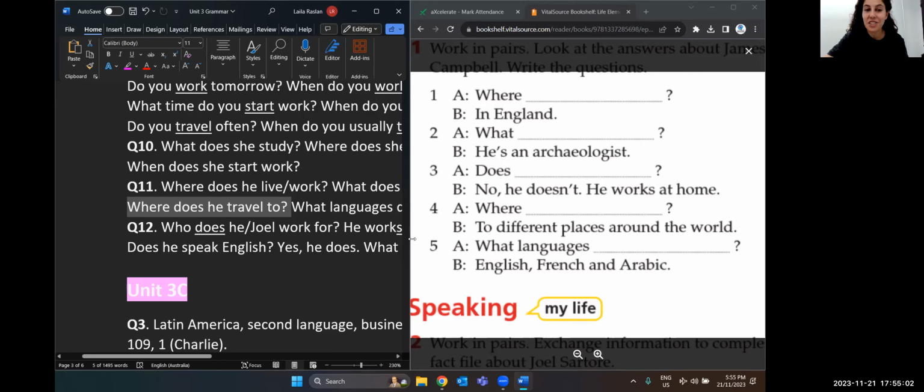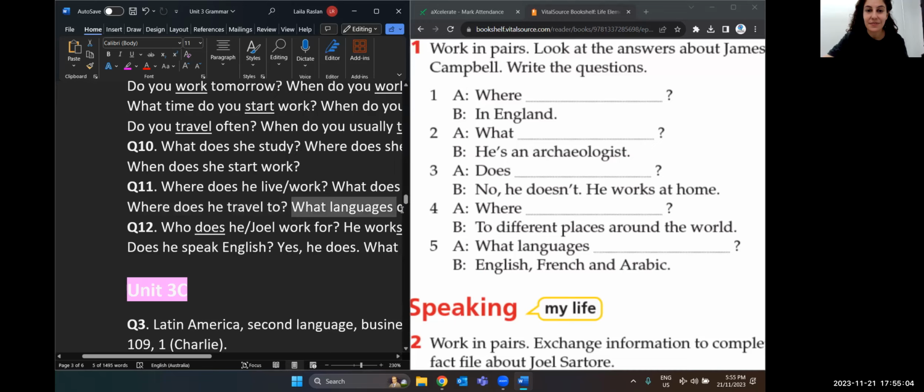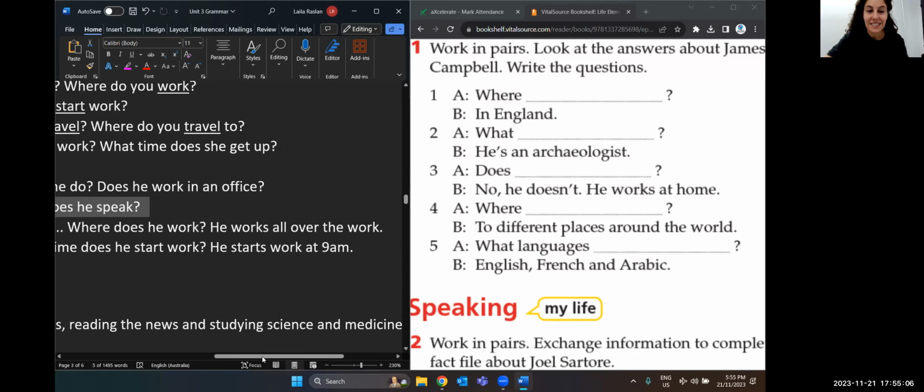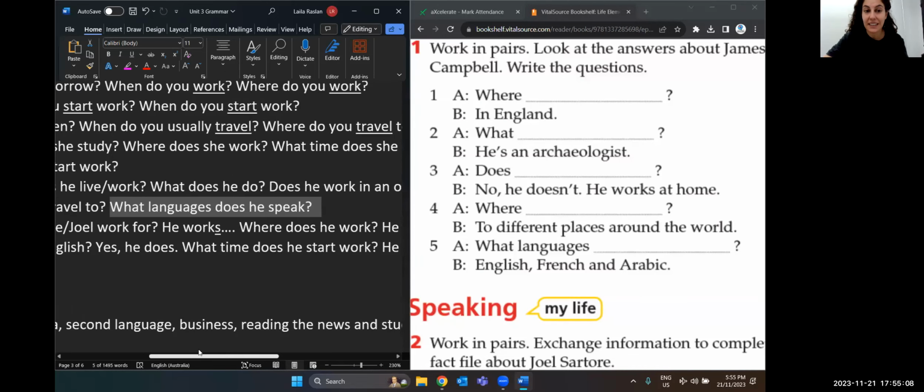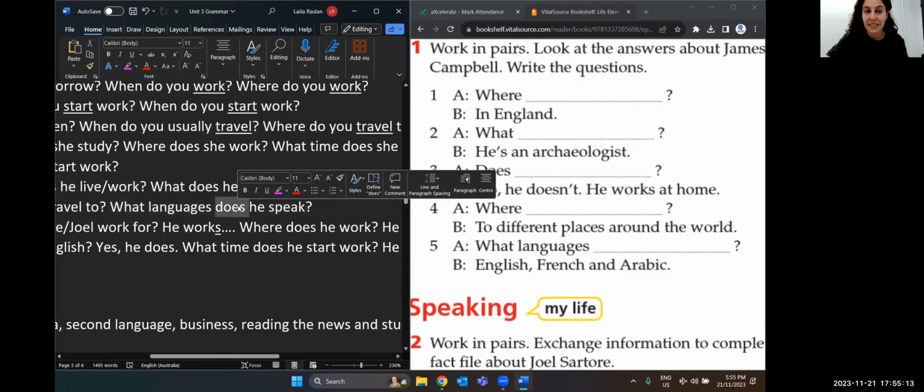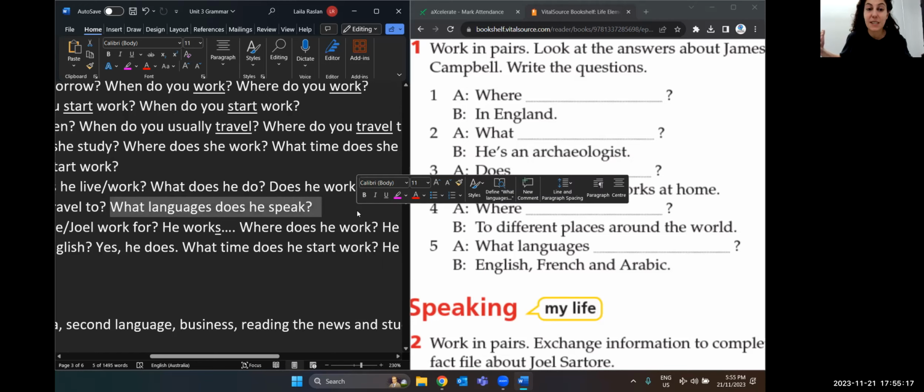And what languages does he speak? There's no S on speak because we've got the S here already for does. So what language does he speak? There's no S. You've got to make it a strong K. What languages does he speak? And the answer, English, French, and Arabic.